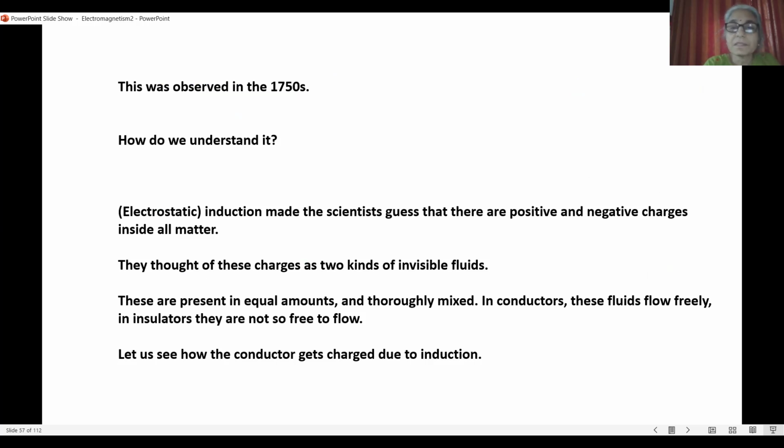And how did the scientists understand it? Scientists used to think that positive and negative electric charges are two kinds of invisible fluids which exist in all objects. Usually they are present in the same quantities and they cancel each other out. But when you separate them, or if the quantity of one increases, then the object becomes charged.